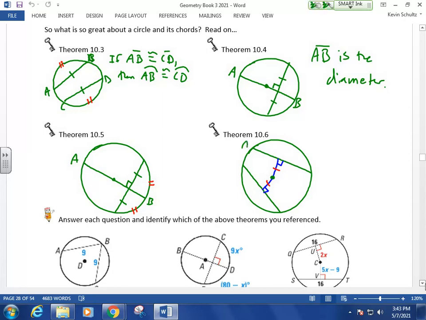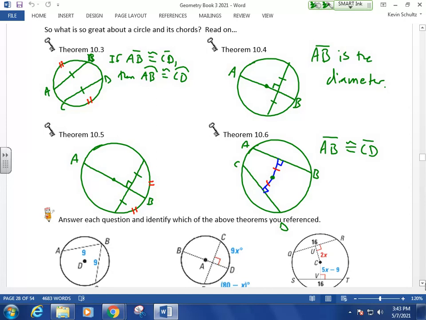So if we have A, B, C, and D here, chord AB is congruent to chord CD because they are equidistant from the center of the circle. And we can show they're equidistant by drawing those perpendicular segments from the center to each chord. And if they are congruent, then so are the chords themselves.